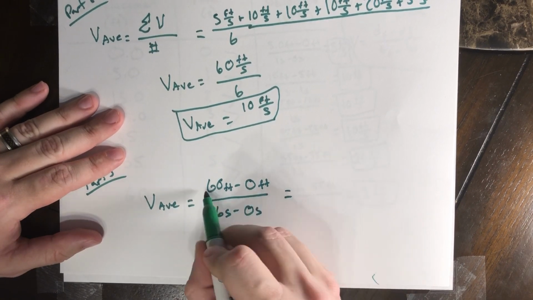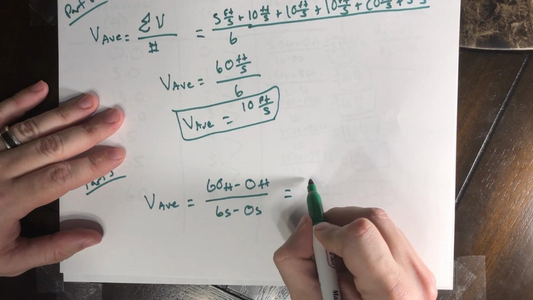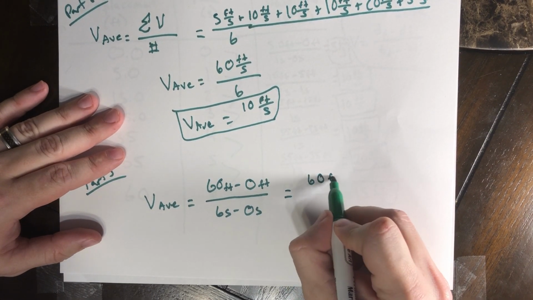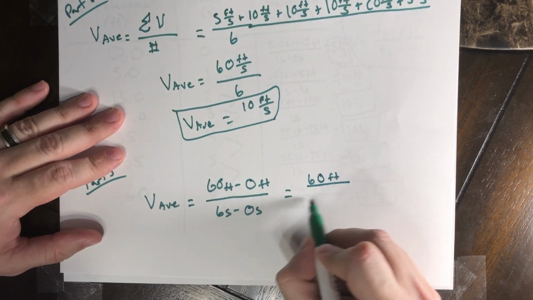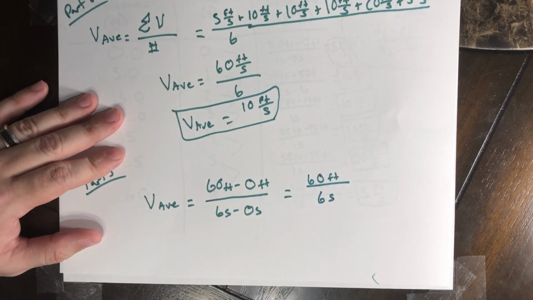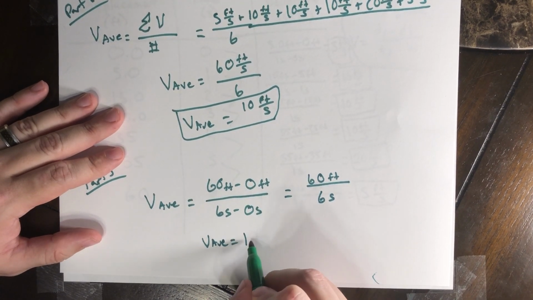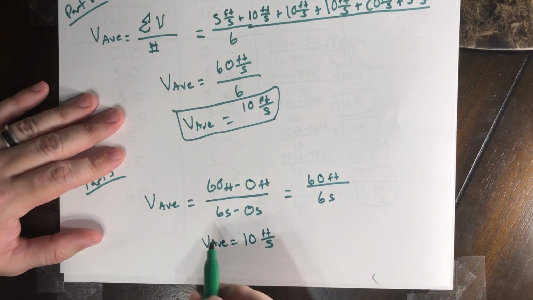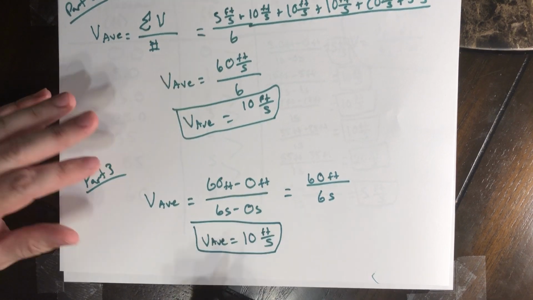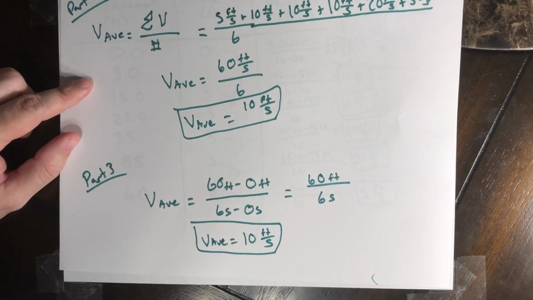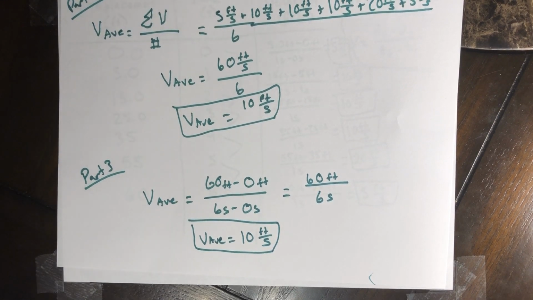Well, if we do this, we get 60 feet minus 0 feet gives us 60 feet. We also get 6 seconds minus 0 seconds gives us 6 seconds. And if we actually divide that out, we get our average velocity is 10 feet per second. So if you notice, it's the exact same number as we found by adding them all up and finding the average of them. Okay. All right, we got one more part for this problem. It just wants us to convert the answer for both of these, since they're the same, we only have to do it once, into proper SI units.